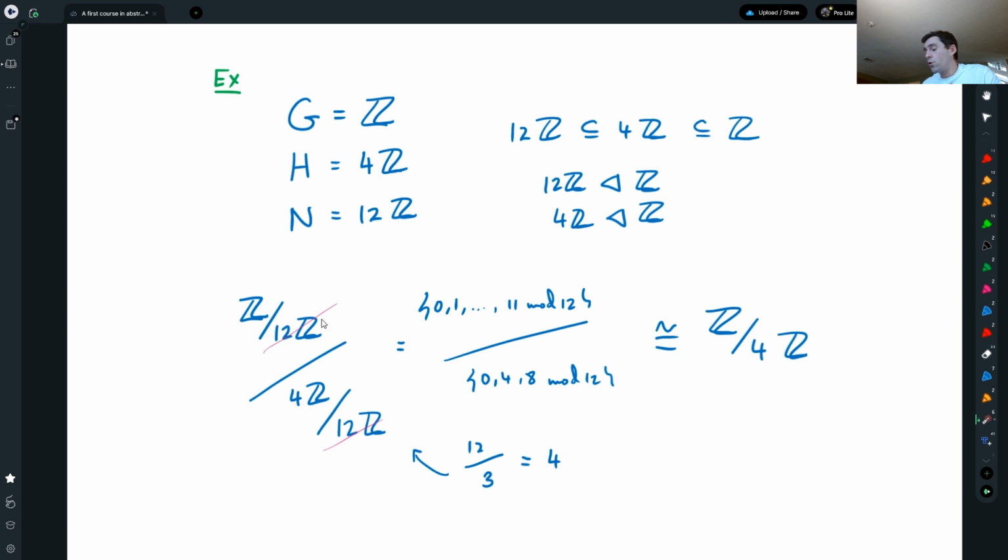Okay, so I'm going to stop here, and next time what I'm going to prove is one more isomorphism theorem, or a theorem that's usually proved along with these isomorphism theorems, called the correspondence theorem, that is going to classify the subgroups in a quotient group.